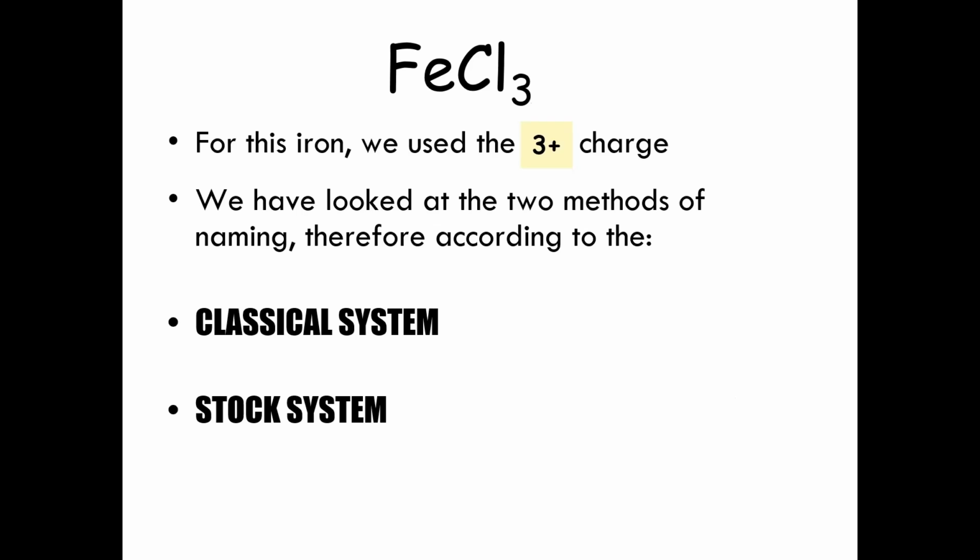In this example, the compound is using the iron ion with a higher charge. Using the classical system, this compound would be called ferric chloride. The ending IC is used to indicate the higher charge on the iron ion. Using the stock system, this compound would be called iron III chloride. Again, the III in brackets is a Roman numeral used to indicate the 3 positive charge on iron.